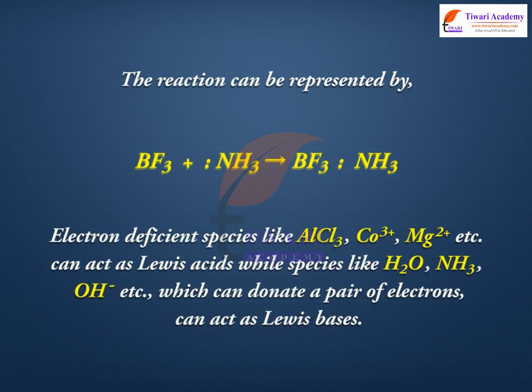Electron-deficient species like AlCl3, CO3+, Mg2+, etc. can act as Lewis acids, while species like H2O, NH3, OH-, etc., which can donate a pair of electrons, can act as Lewis bases.